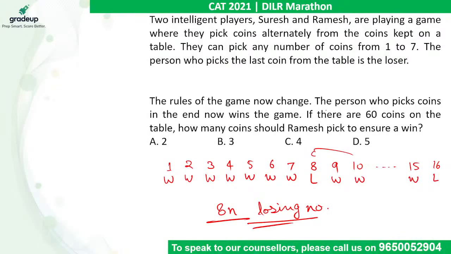Okay. So if it says that 60 coins, so you will pick 4 coins. So that 56 coins are there and the other person will lose the game. Clear?